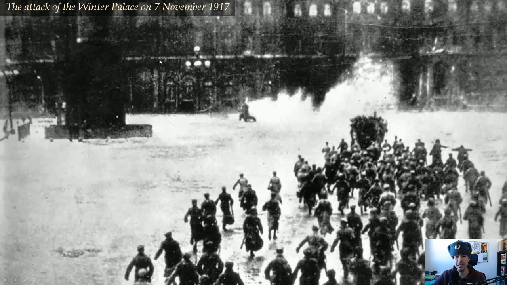The date of the October Revolution is the 7th of November of 1917. It is called the October Revolution because the Russians still were using the Julian calendar, the calendar that Julius Caesar established back 2000 years ago. Okay, they didn't use the Gregorian calendar, which is the calendar that we use today. That is why it is called the October Revolution. Later the Soviets changed it to the Gregorian calendar.